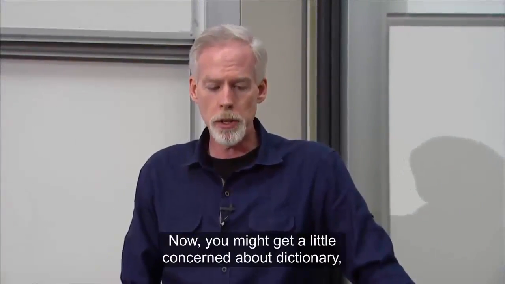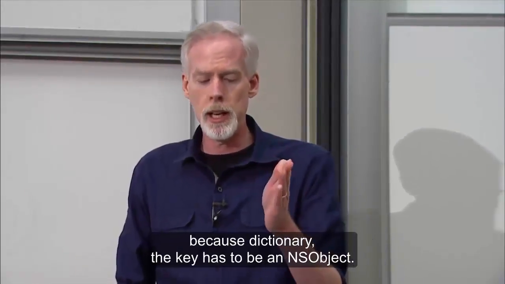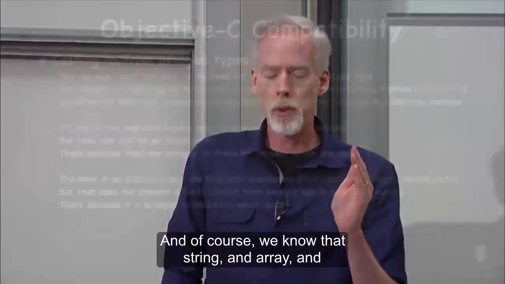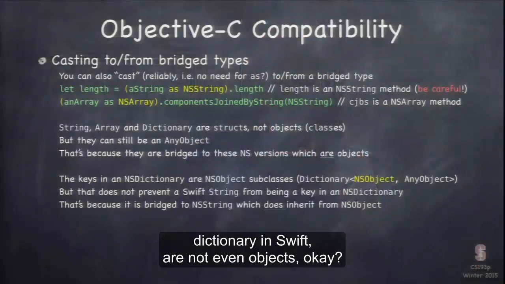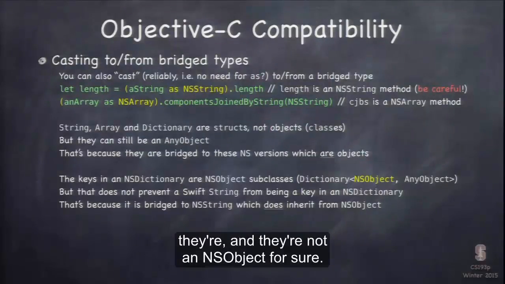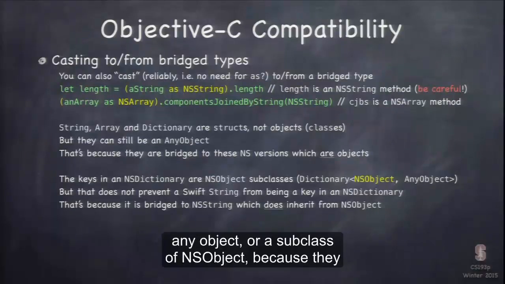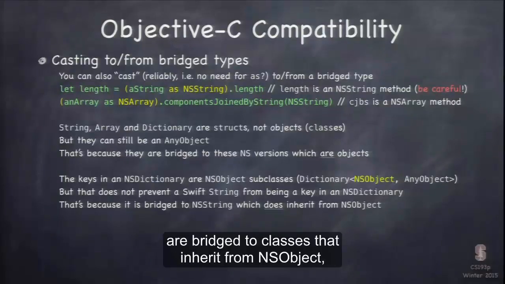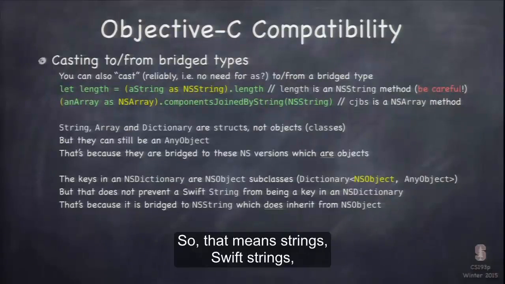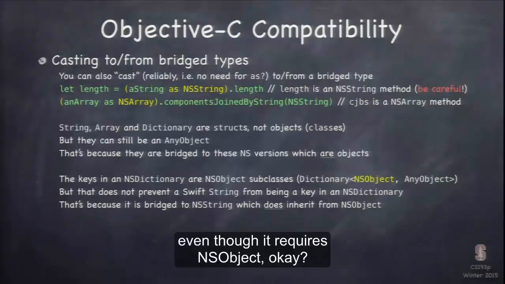Now, you might get a little concerned about dictionary, because in NSDictionary the key has to be an NSObject. And of course, we know that String and Array and Dictionary in Swift are not even objects. They're not an NSObject for sure. But you can still pass them anywhere you want to pass an AnyObject or a subclass of NSObject, because they are bridged to classes that inherit from NSObject: NSString, NSArray, and NSDictionary all inherit from NSObject. So that means Swift Strings can be the keys in an NSDictionary, even though it requires NSObject, okay?